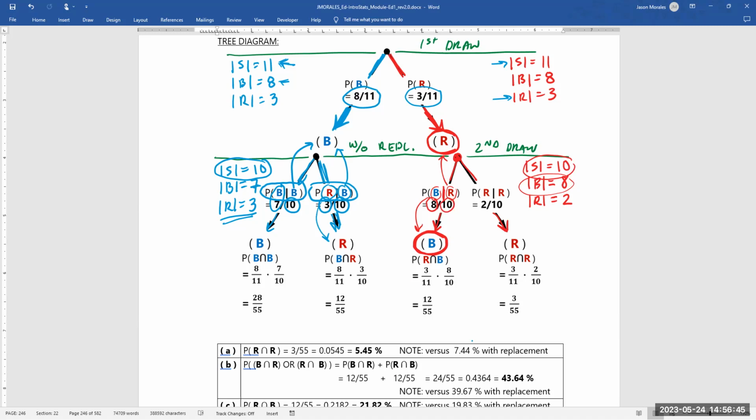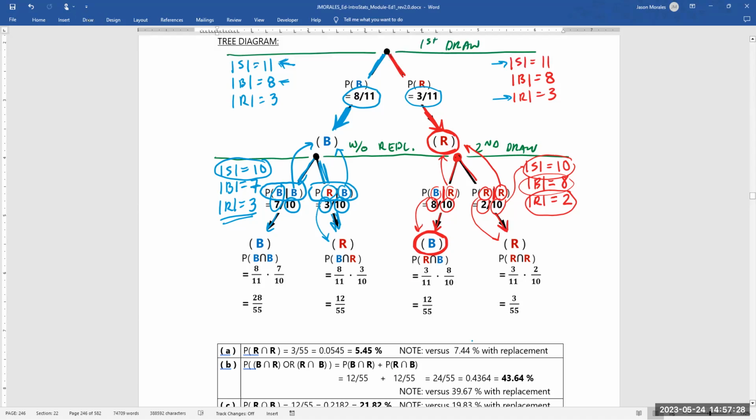And for this branch on the right, choosing a second red, so the probability of getting red given that red was chosen first. And now we've got only 2 red left in the bag out of a total of 10. So this is how you work out the conditional probabilities for each of these different branches. So now let's calculate the total probability using the multiplication rule across connecting branches.